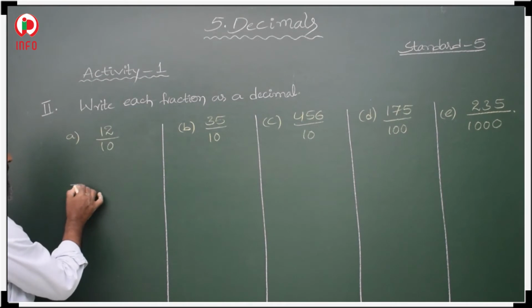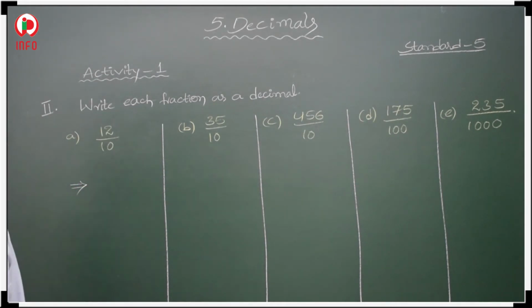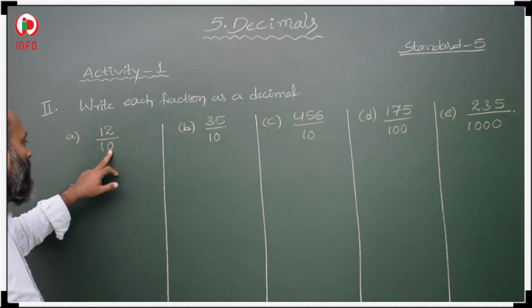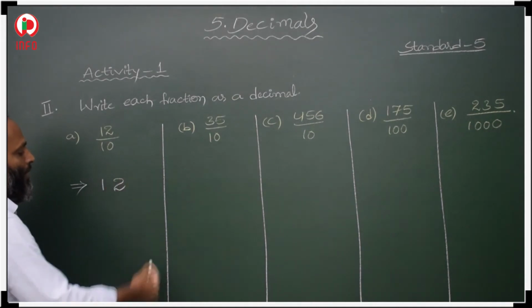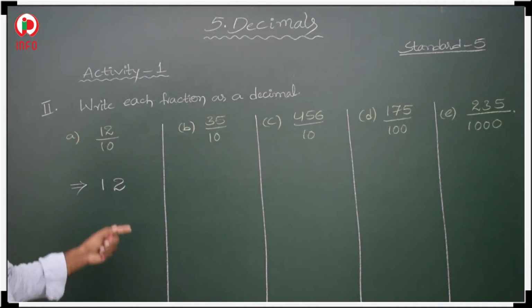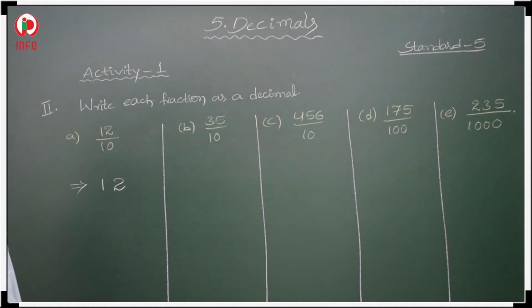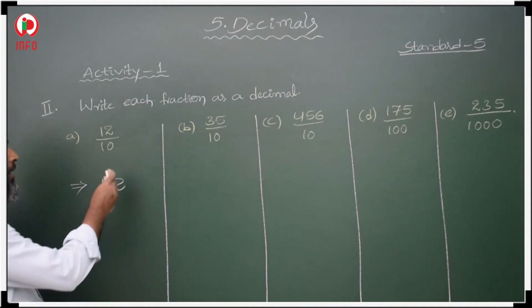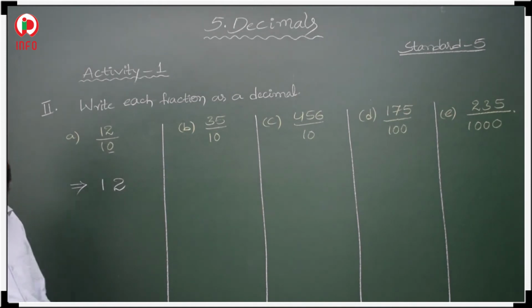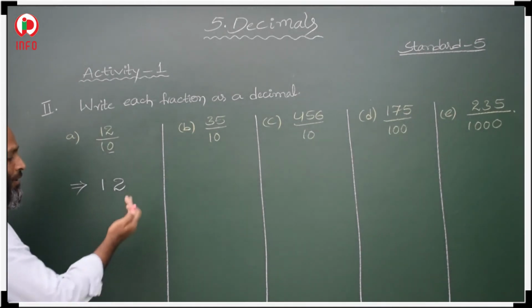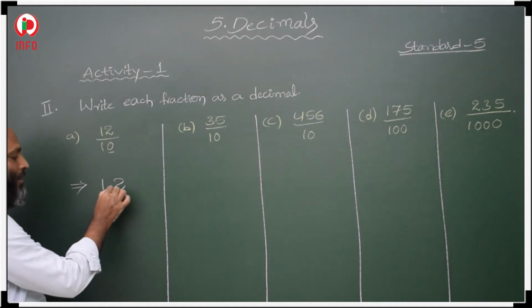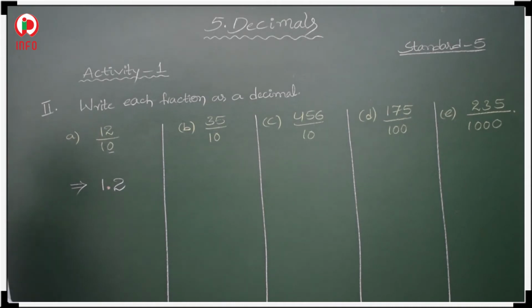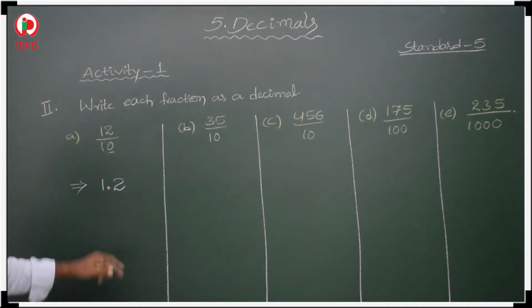Without the denominator, write the number first: 12. Whatever the numerator is, you take that numerator here. Then in the second step, how many zeros were there here? 1 zero. So from right to left, after one place you keep a decimal point. 12 by 10 is nothing but 1.2 in short.